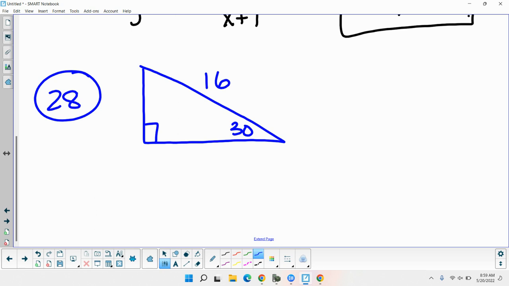So you had to find x and y. So what do you do to get the x? So it'd be opposite over hypotenuse. So it'd be SOH. It's a 30, 60, 90. You're supposed to know this.